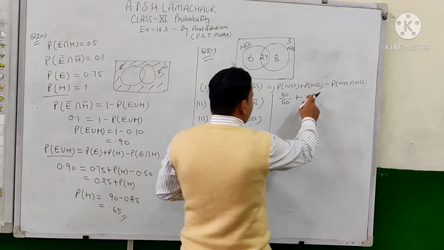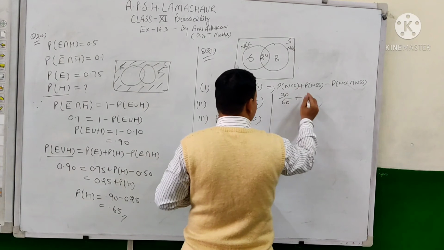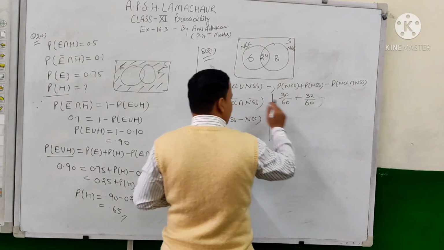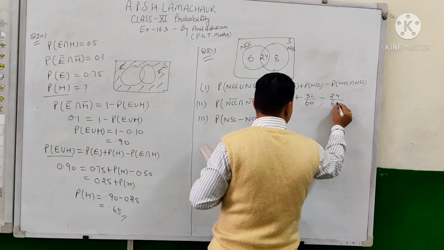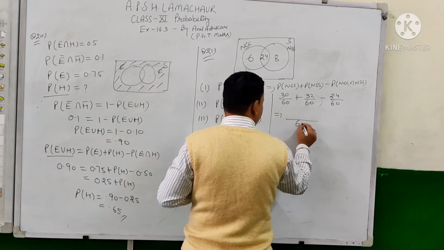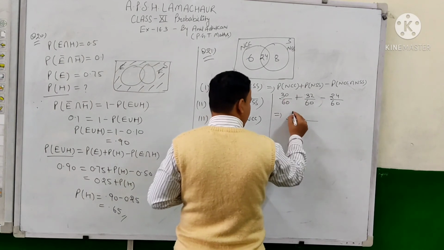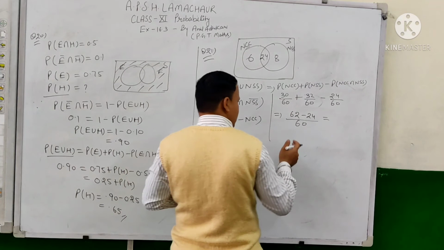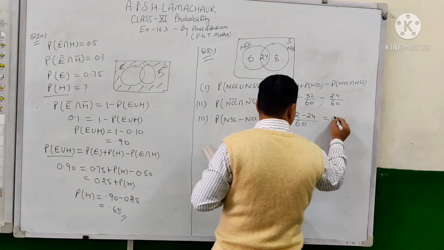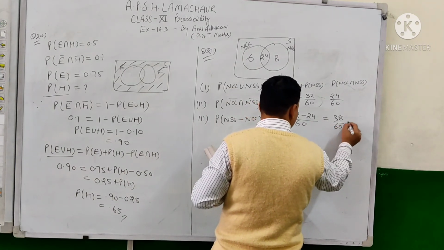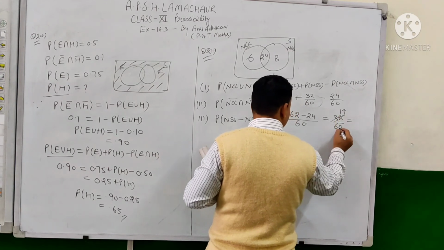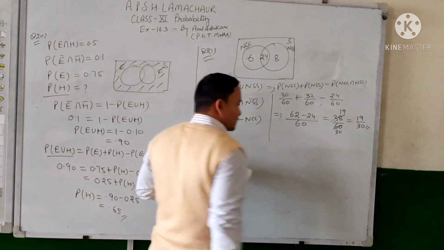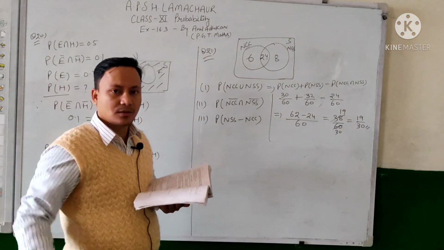हाँ. सो NSS वाले कितने हैं? 24 plus 8, that is 32 over total 60 minus intersection में कितने बेटा? 24 over 60. So taking 60 as LCM, 30 plus 32, that is 62 minus 24. So 38 upon 60, and this will be 19 upon 30, that is the probability of having NCC or NSS.